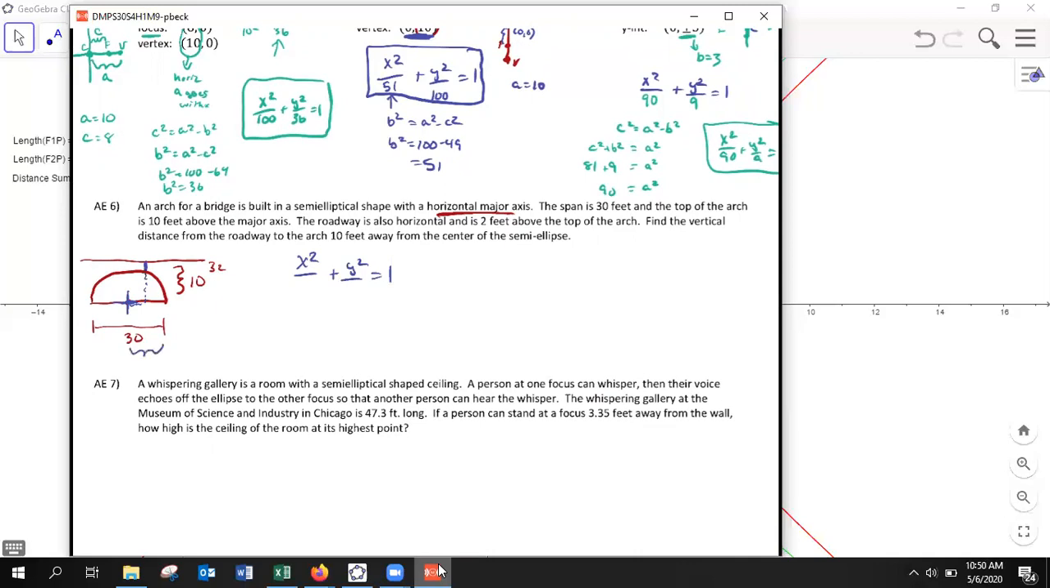Horizontally, we know half this distance is 15, so horizontally, that makes that 15 squared. I am told that this distance of 10 is, in this case, our b value. So 10 squared equals 1.